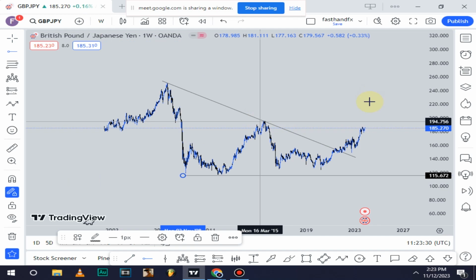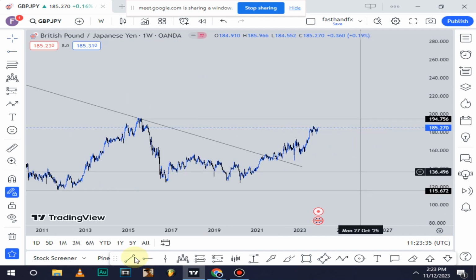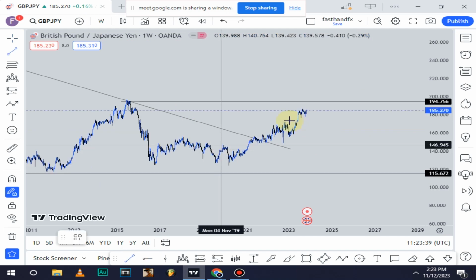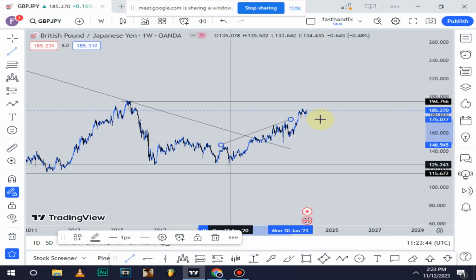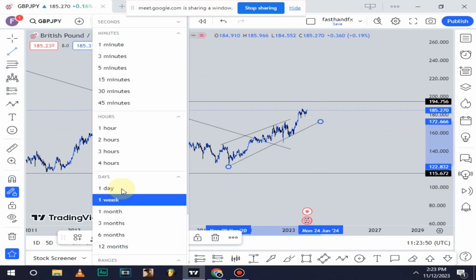Okay. So let's see. On the weekly, I need to see what the market is trying to do. We had that as 1 2 3 right there. Yes, sir, 1 2 3. Okay. So we have that. So let's go to the daily now.